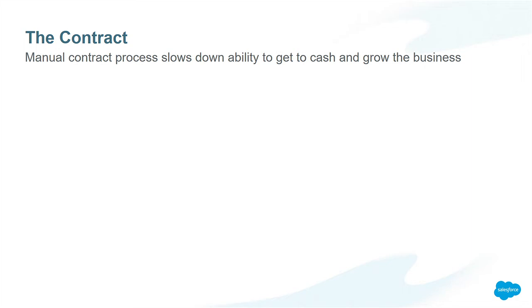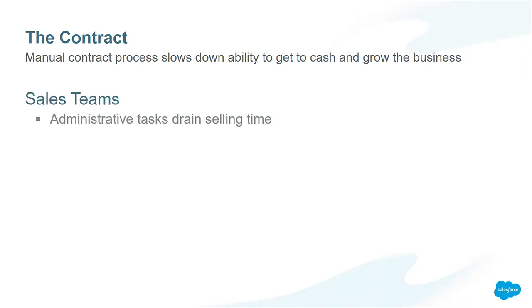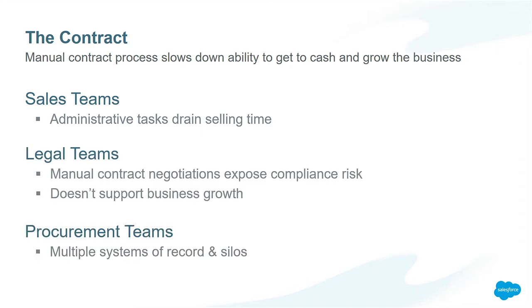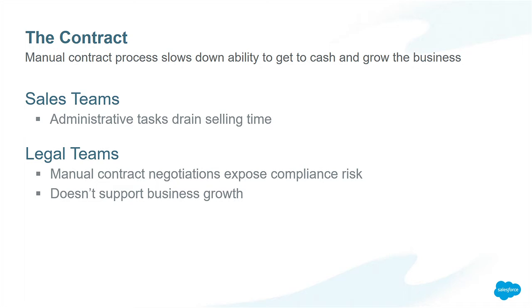When we have this challenge of these three things, it results in a lot of different problems. Basically it slows down the ability to get cash and grow the business. Because of all this manual effort, sales teams have a lot of administrative tasks, as you guys know, and that drains selling time, very difficult. For the legal teams involved, if there's no automation and nothing creating some dynamicness to how the process is managed, it exposes compliance risk with these contracts.